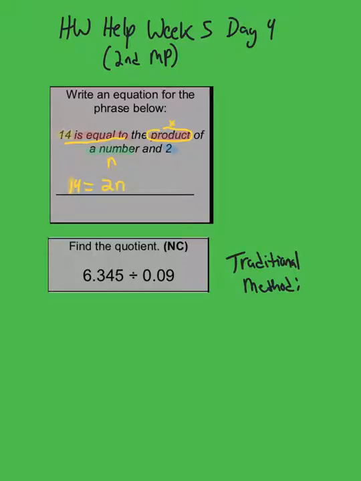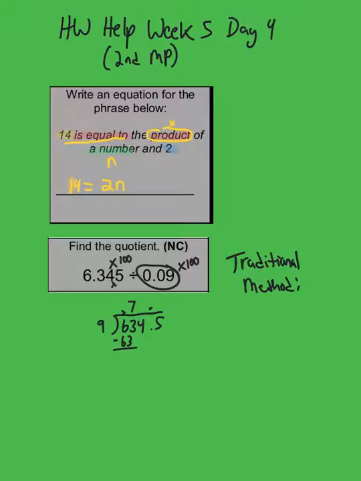Now let's go down to our division problem. Let's start with the traditional method. So I'm going to multiply 9/10 by 100 to get that to be 9. And I'm going to multiply 6 345 thousandths by 100. Put the decimal right there to get that to be 634.5. Now, 9 goes into 63 7 times, which is 63.